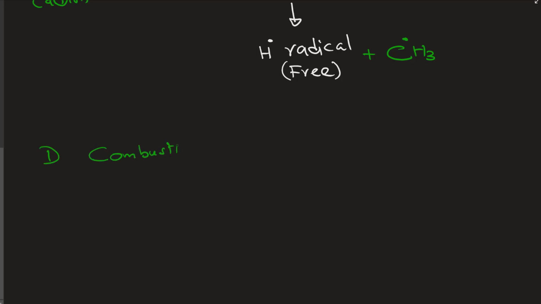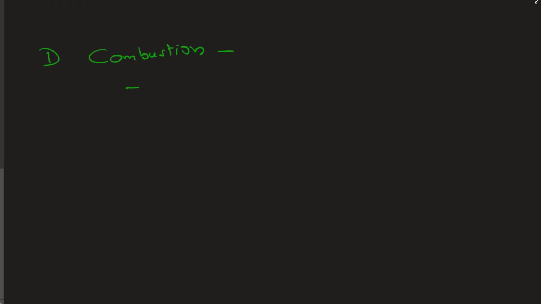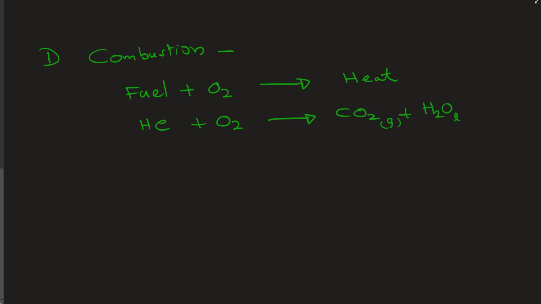Okay, now the first one we're going to talk about is the simple one, the combustion. You all know about it. So the fuel, the hydrocarbons, combust in oxygen and generate heat. That's how we run our cars, right? So hydrocarbons and oxygen will give you CO2 gas and water liquid and heat generation.